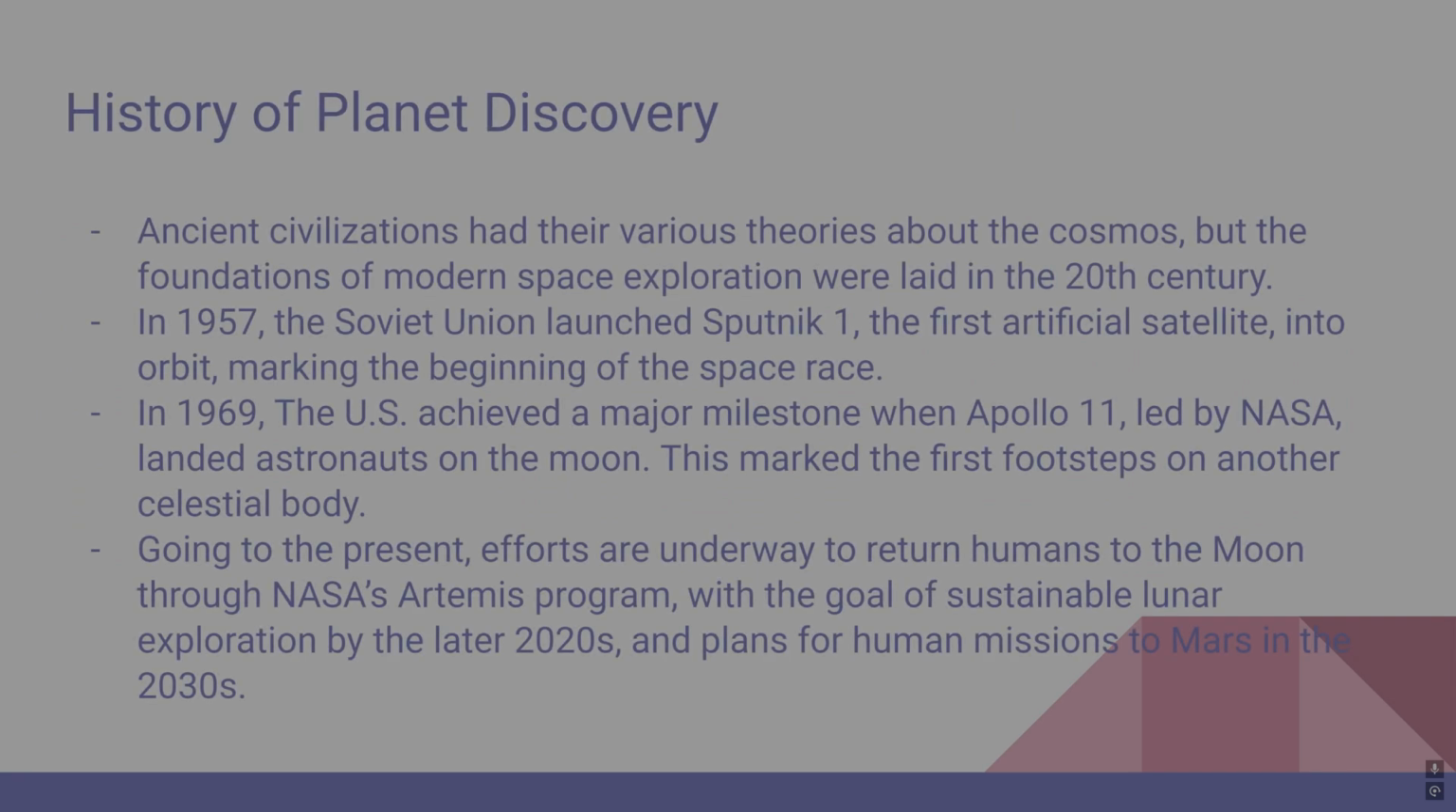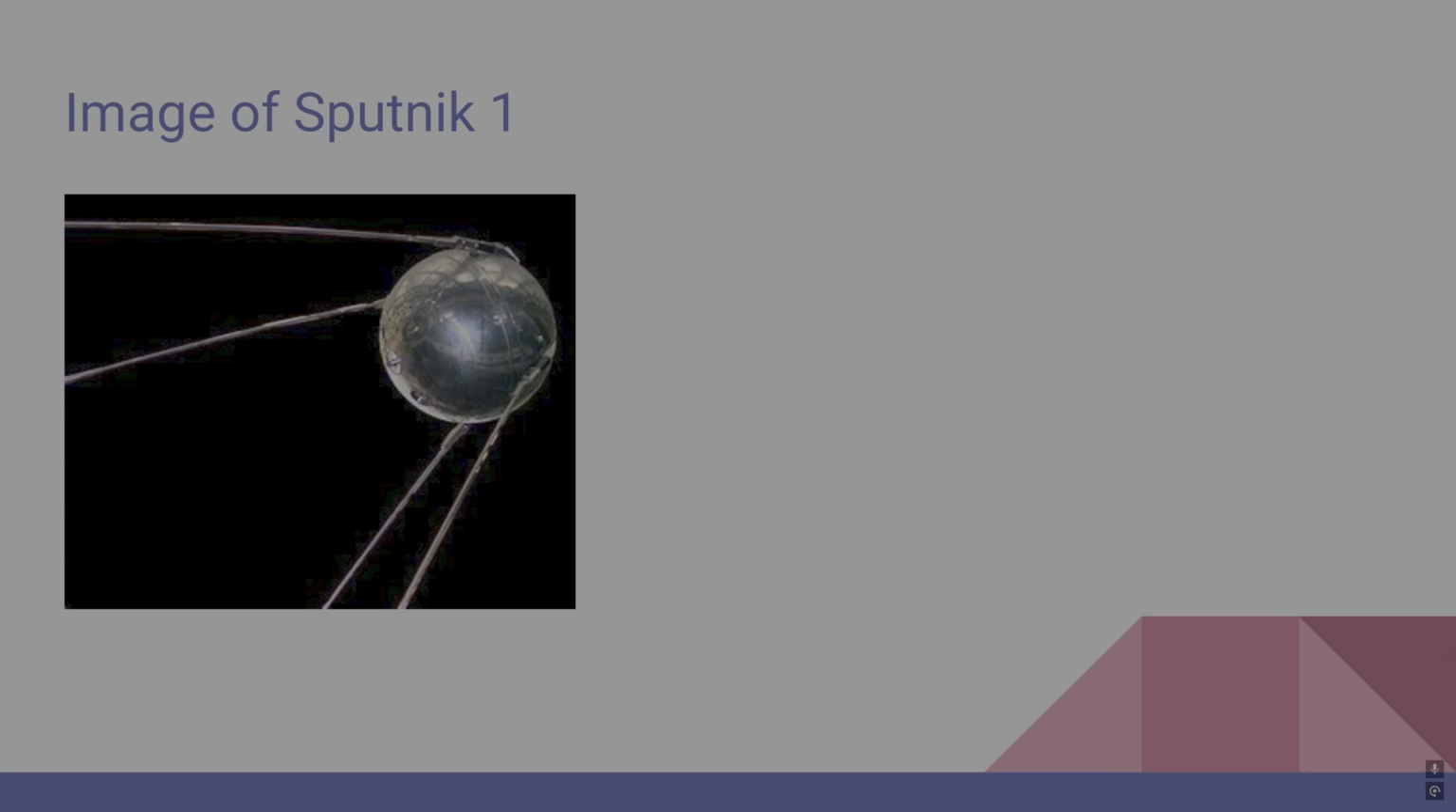History of planet discovery. So ancient civilizations kind of had their theories, but then we really started exploring space around the 20th century. In 1957, the Soviet Union launched Sputnik 1, which was the first artificial satellite, the beginning of the space race. In 1969, the United States landed on the moon with Apollo 11. This marked the first footsteps on another celestial body. And now going to today, they're trying to go back to the moon in the later 2020s and go to Mars by the 2030s. This is an image of Sputnik 1.